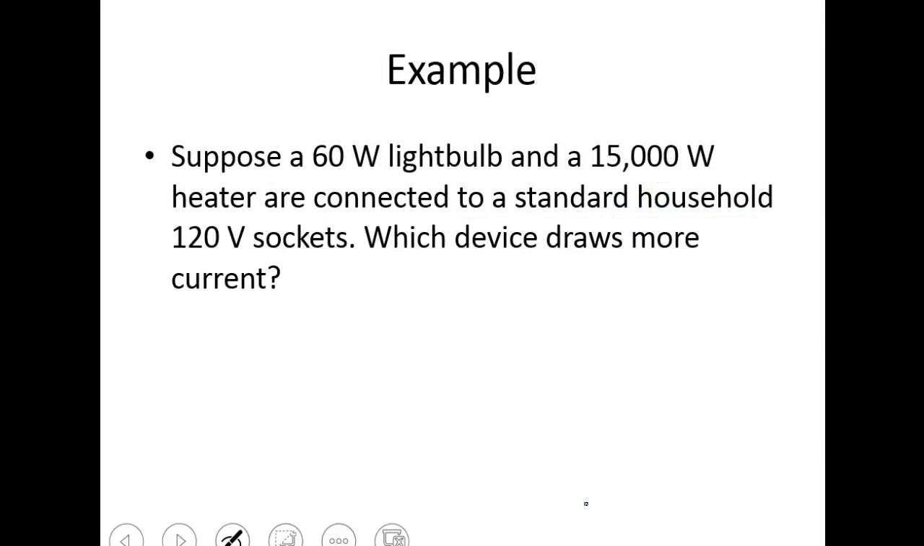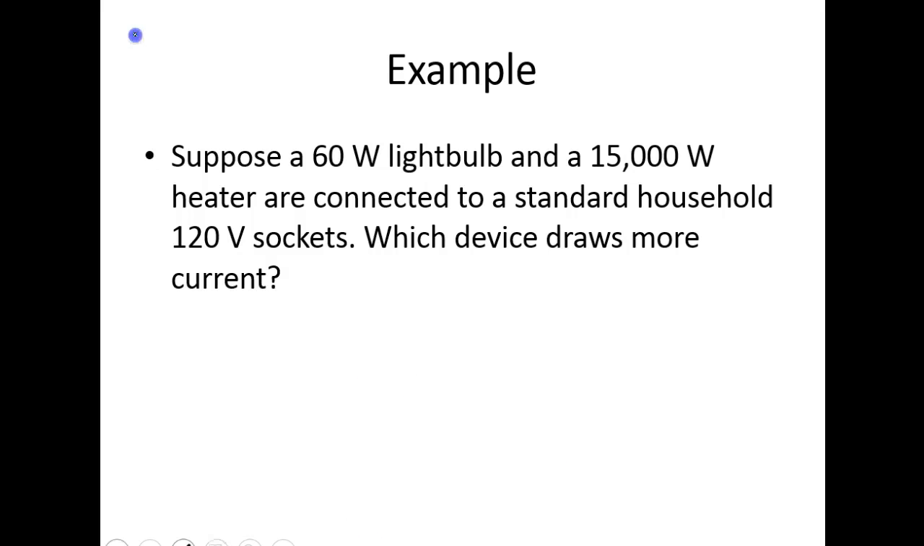And so knowing those formulas, I want you to just take a second, pause the video, and try and solve this on your own. Suppose a 60-watt light bulb and a 1500-watt heater are connected to standard household 120-volt sockets. Which device draws more current?